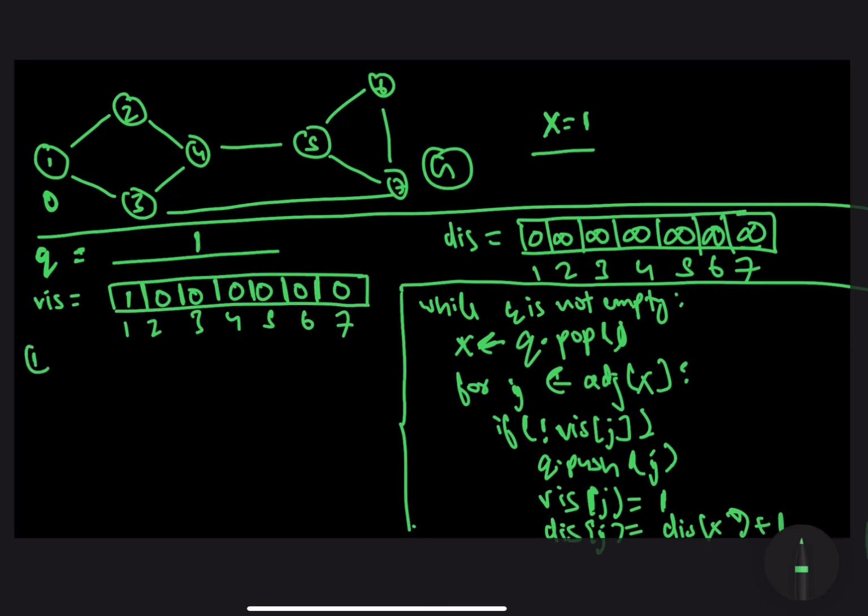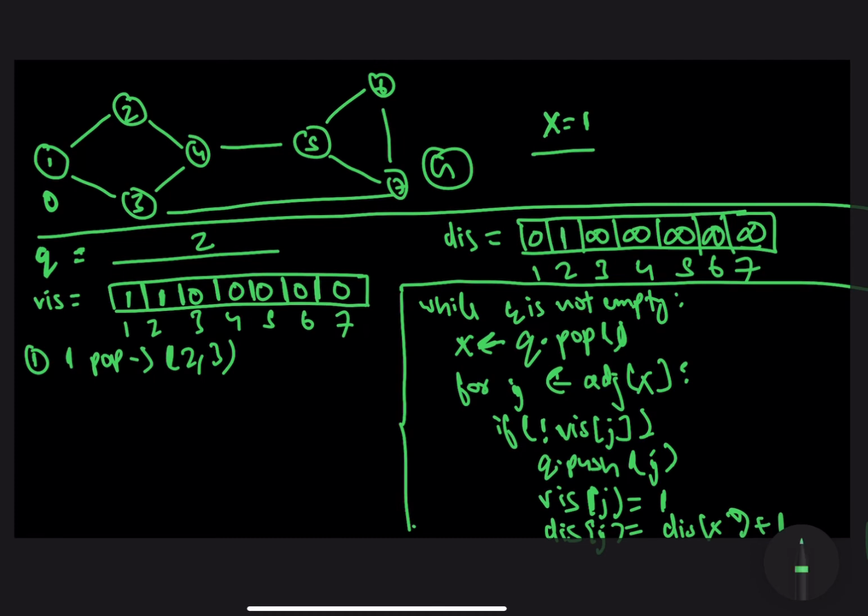Now in the first iteration, node number 1 would be popped out of the queue. Now we would iterate over all the nodes which are adjacent to the node number 1. The nodes adjacent to the node number 1 are the nodes 2 and 3, so we would iterate over them. Iterating over the node number 2, since it was not pushed into the queue before, that is VIS of 2 is equal to 0, we would push it into the queue now. We would mark the node number 2 as visited, and we would also update its distance as equal to 1, that is 0 plus 1, that is equal to 1.